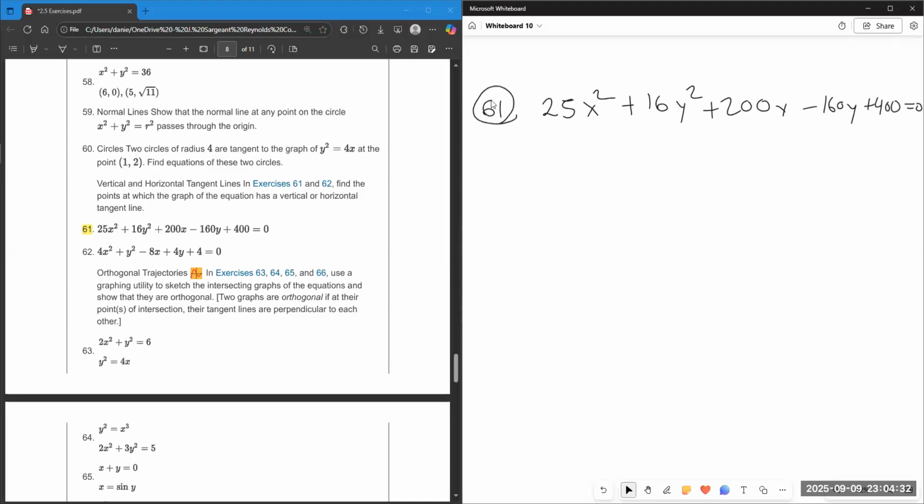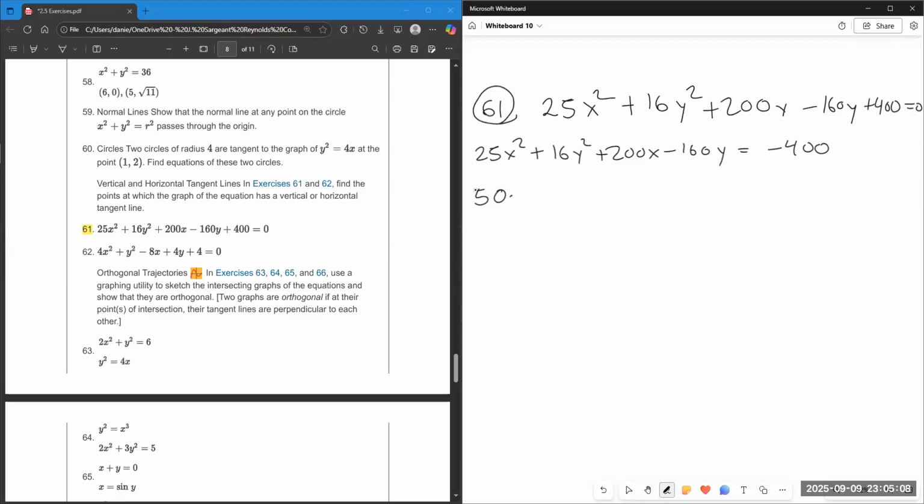Really, that 400 isn't going to do me any good, so I'm going to take it to the other side for right now when I'm going to differentiate. There's a reason it's over here right now, but when I'm about to differentiate, it's just a constant that's going to go away. So it might as well be over there with the 0. So let's differentiate implicitly with respect to x.